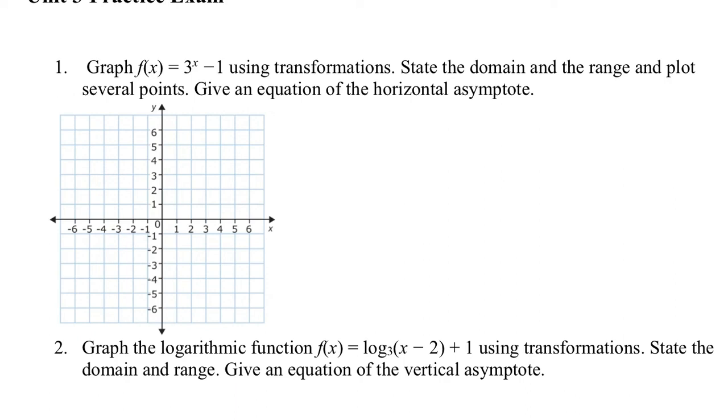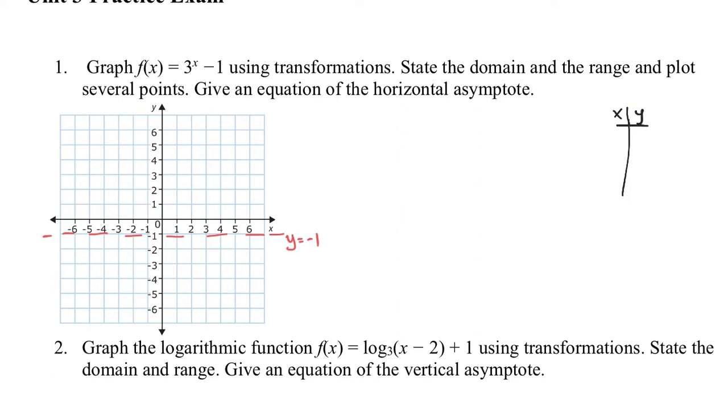Step 1 is to locate the horizontal asymptote. Now you see there's a -1 right here outside the function. That's going to move the horizontal asymptote down 1 unit. Normally it's right here at y equals 0, so this -1 is going to move the horizontal asymptote down 1 unit to y equals -1.